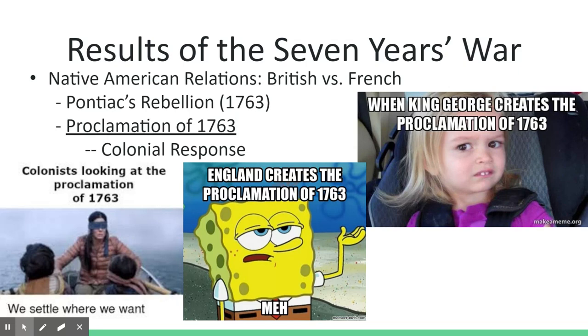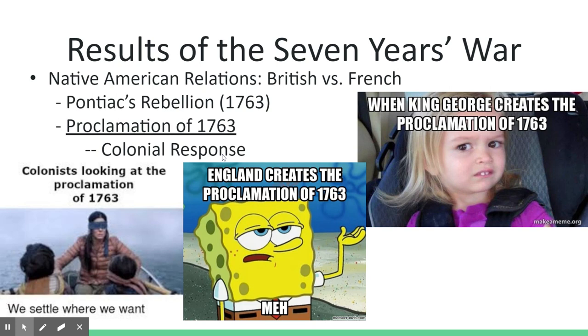The British sent troops to put down the rebellion. They didn't trust the colonists again to do anything about it, and so that's one strike that the colonists see against them. They really just didn't want any more problems, and so they signed the Proclamation of 1763. And this is a big issue.